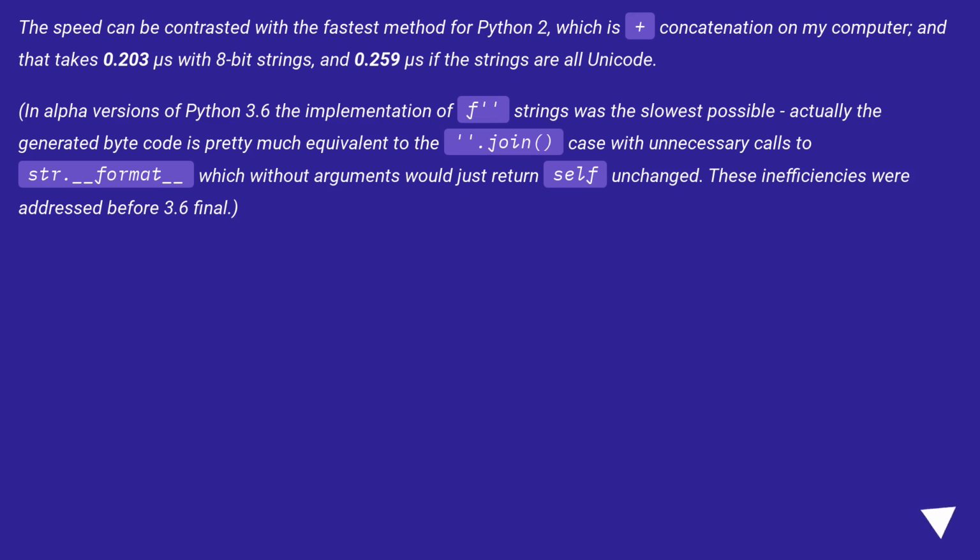In alpha versions of Python 3.6 the implementation of f-strings was the slowest possible. Actually the generated bytecode is pretty much equivalent to the .join case with unnecessary calls to str.__format__, which without arguments would just return self unchanged. These inefficiencies were addressed before 3.6 final.